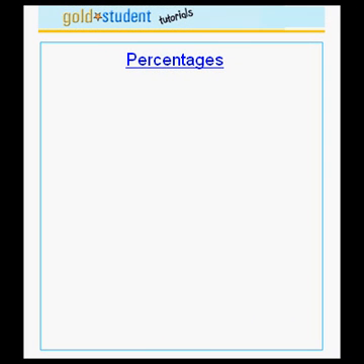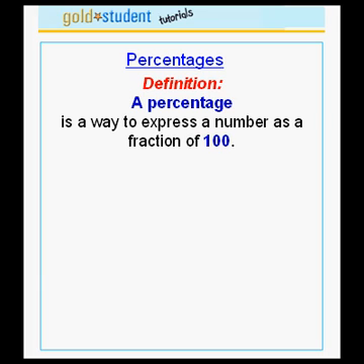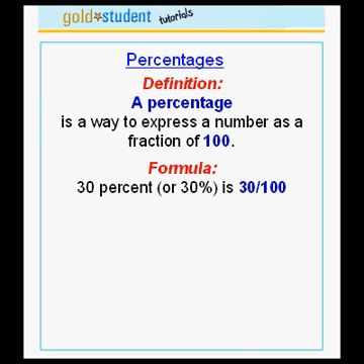This is the first tutorial on how to calculate percentages. First, the definition. A percentage is a way to express a number as a fraction of 100. An example, 30%, which is written as 30 followed by the percent sign, is simply another way to write the ratio 30 divided by 100.